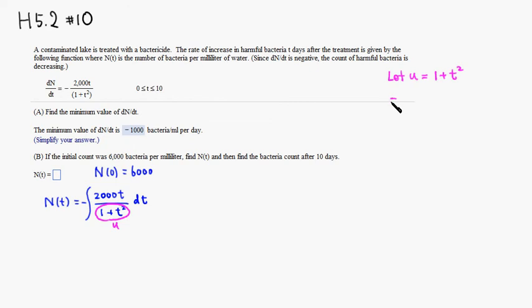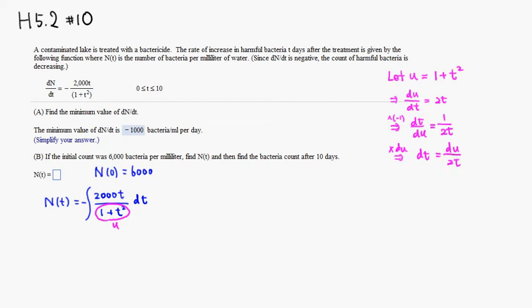Alright, then take the derivative of u with respect to t. We have 2t. Then take the reciprocal of both sides. We have dt over du is equal to 1 over 2t. Then we can multiply both sides by du to get dt is equal to du over 2t.